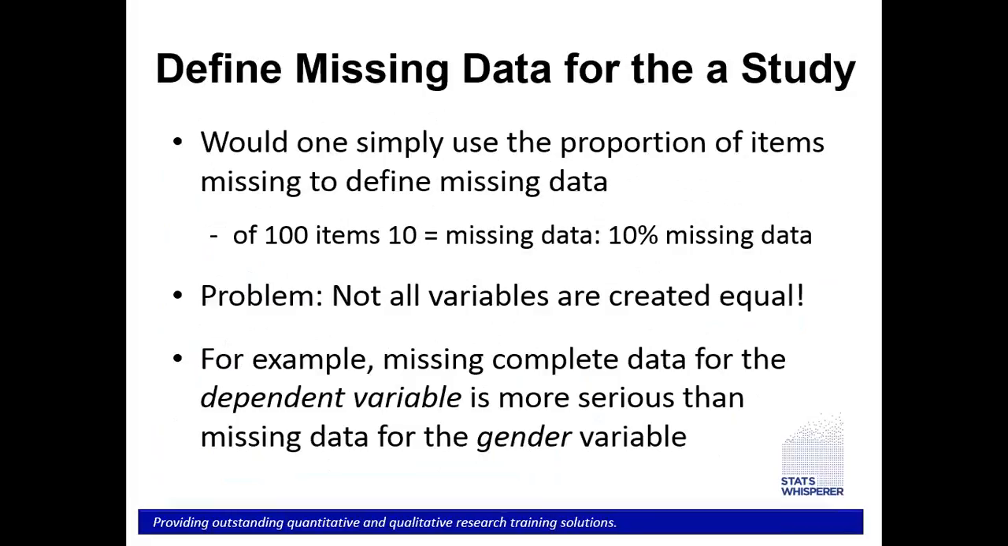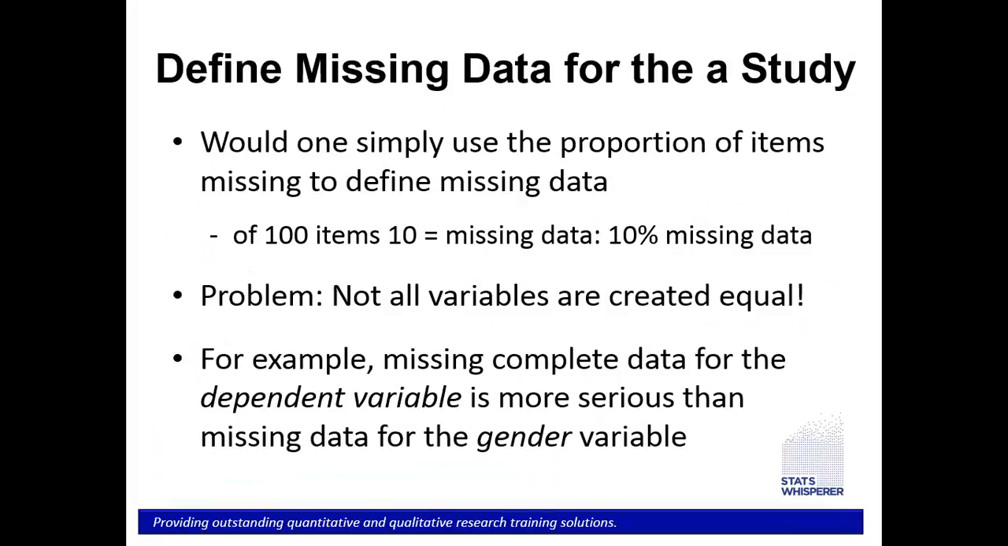So when you define the missing data for a study, this might be surprising for some people, because you might just say missing data could be defined as the proportion of items without valid responses. So if we had 100 items, meaning 100 questions, and 10 of them went unanswered for a certain study participant, 10 out of 100, that's 10%. So you could define missing data like that, and the missing data rate in that case would be 10% missing data. However, there's a problem.